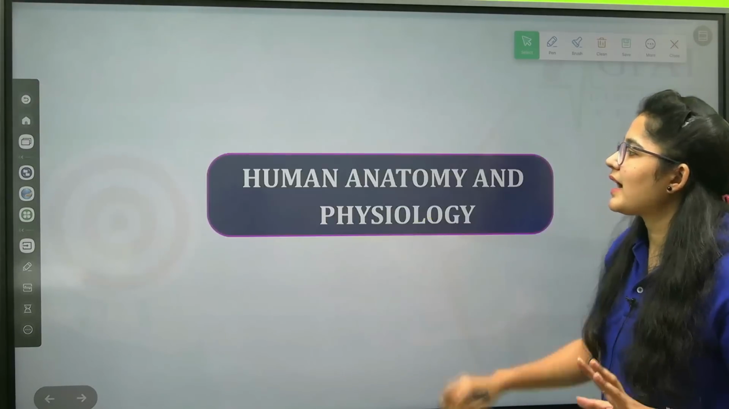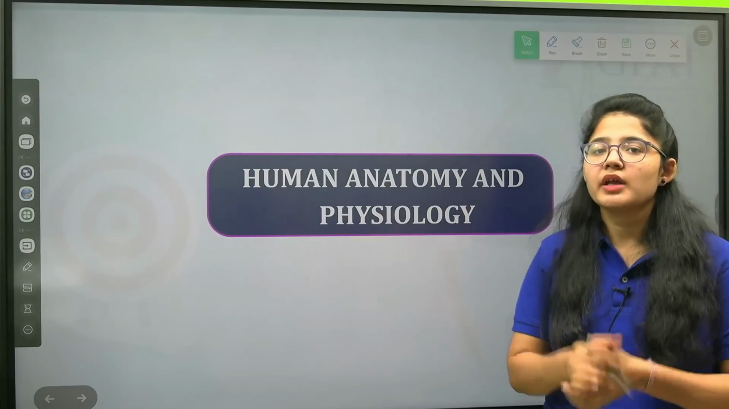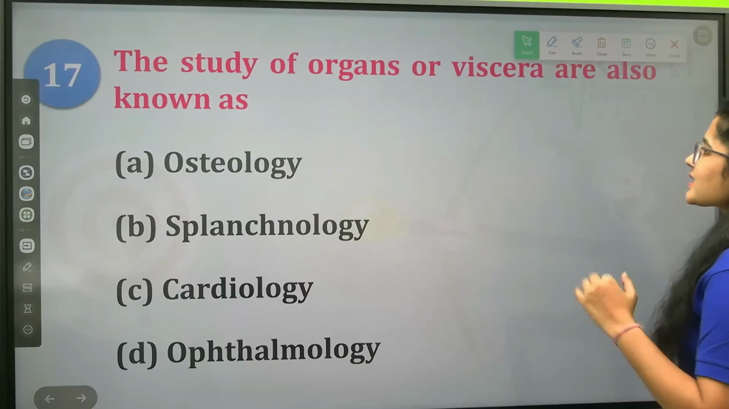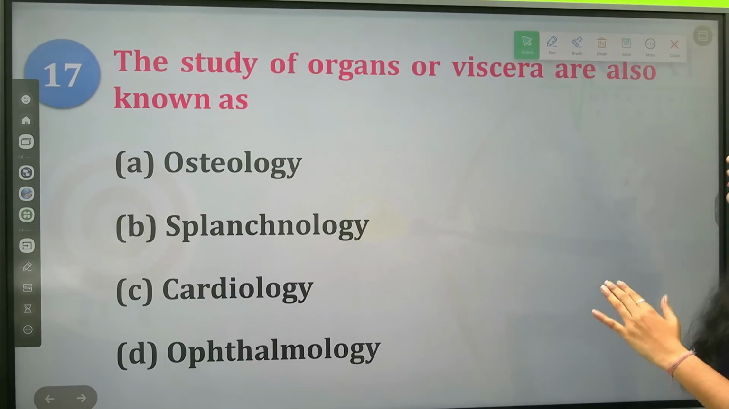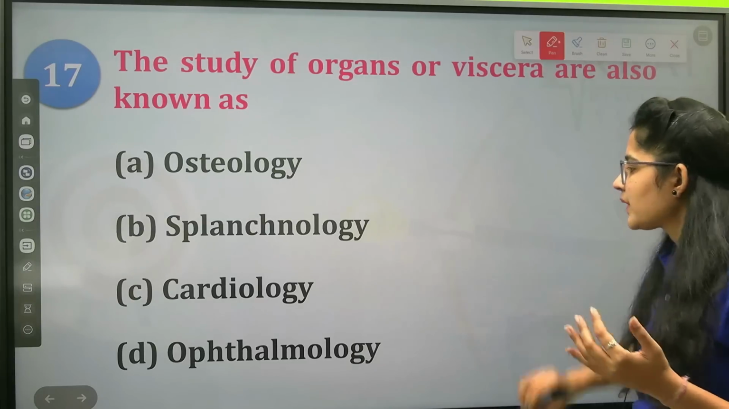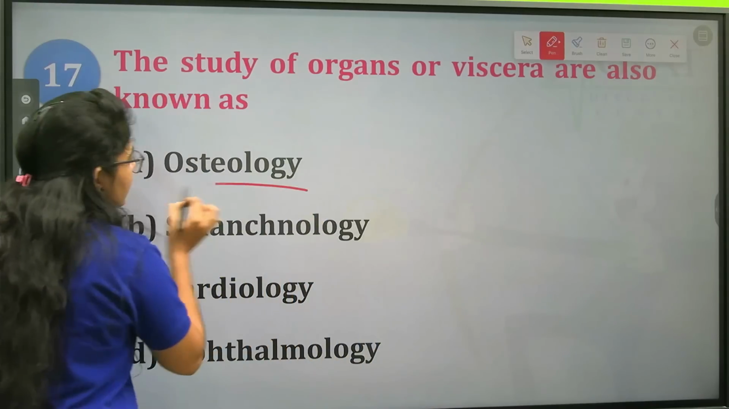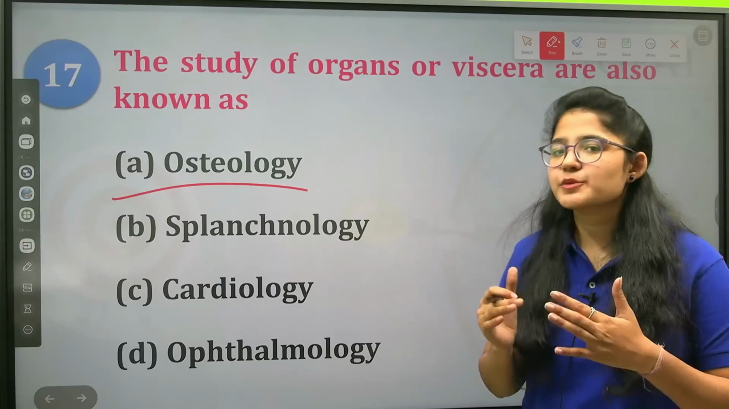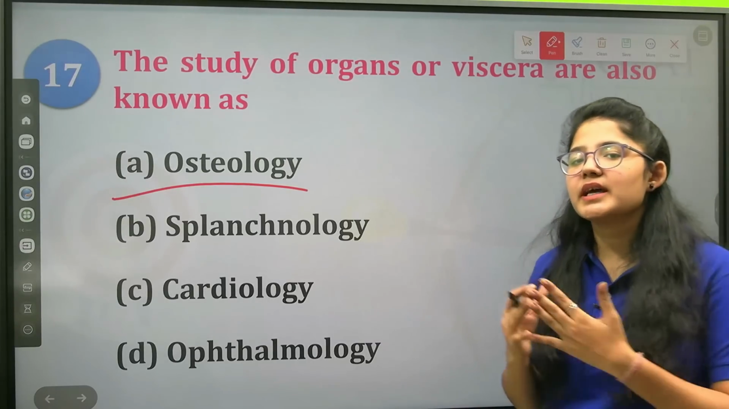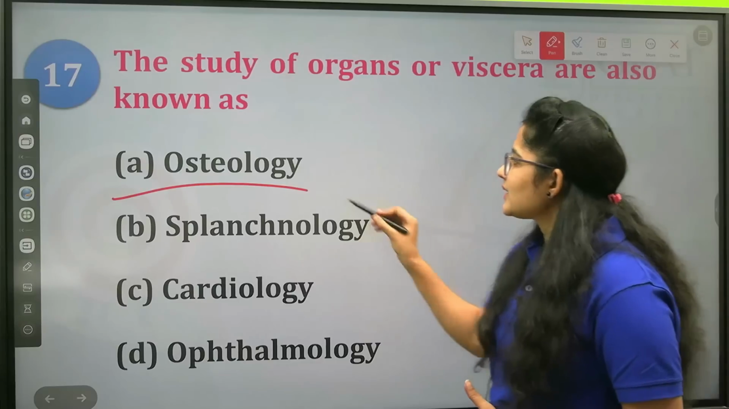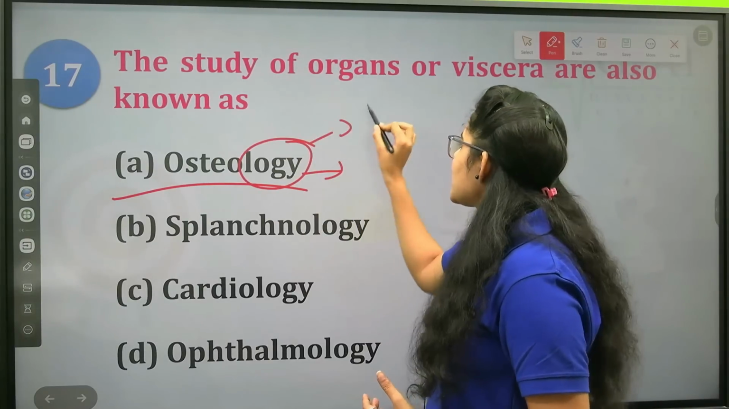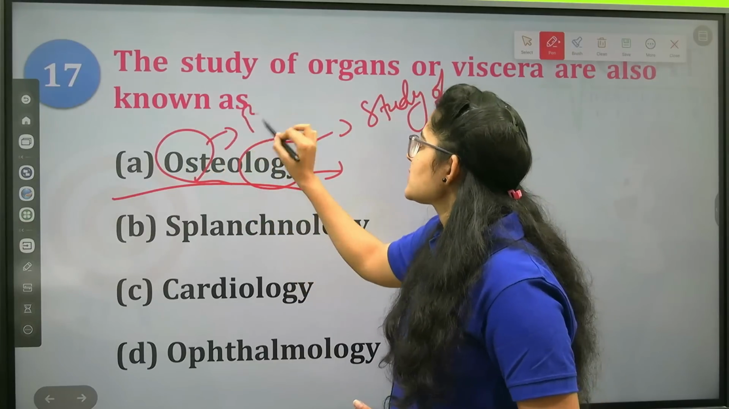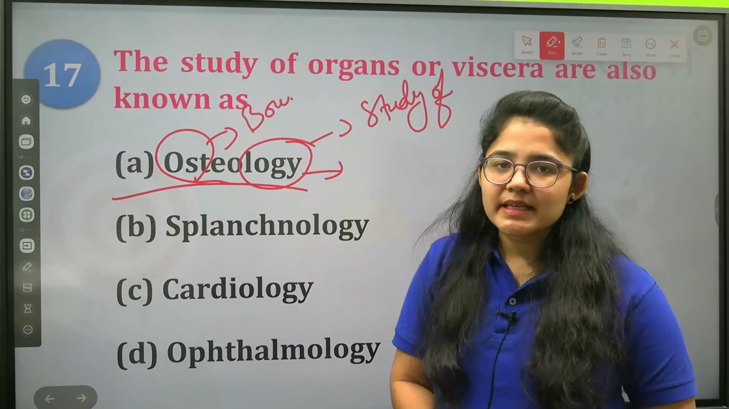Now, next we have 8 questions from your human anatomy and physiology subject. Let's see the first question. The study of organs or viscera is also known as. Okay. Here we have osteology, and osteon. What is the osteon? That is the bone cell which produces osteocytes, and further it matures to osteoblast. So, in osteology, logy means study of. Osteo means bones. So, study of your bones is osteology.